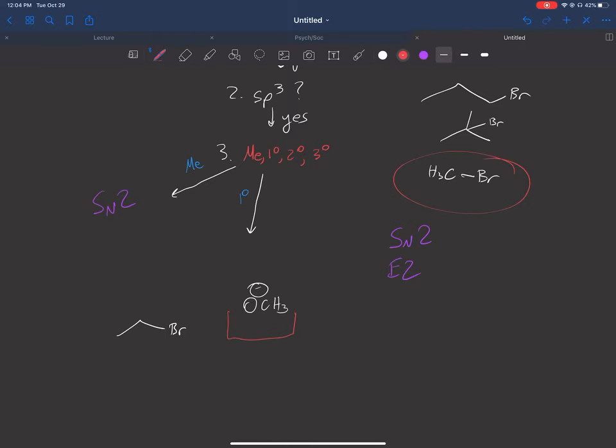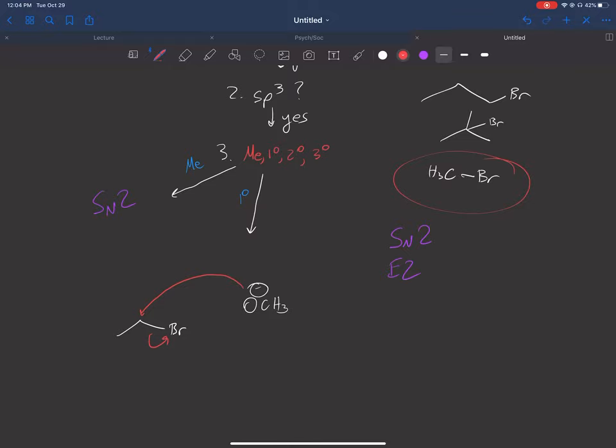Methyl was amazing because, well, we had no other option in general. Plus, there's just no substituents, period, which is great for SN2. Primary is the next best option for SN2. So, on a primary leaving group, regardless of whether your nucleophile is a good base or not, you are going to go SN2, except in one condition.